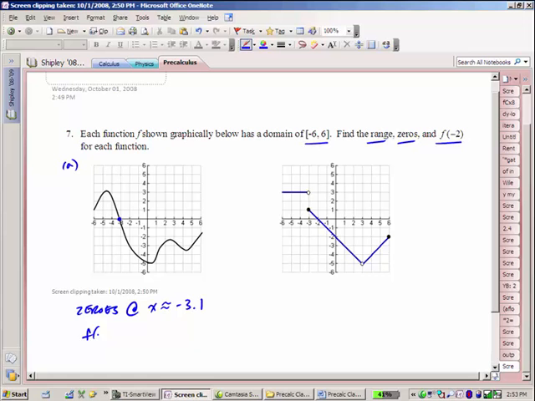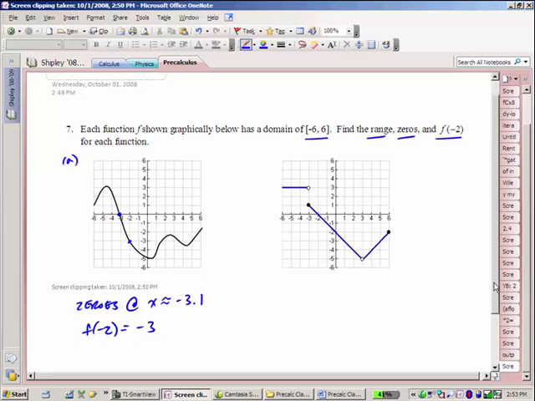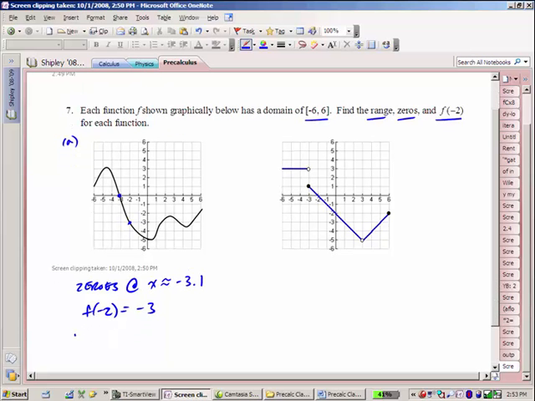All right. F of negative 2 is? Agreed? Is that the y? Is that the output when you put negative 2 in? All right, Danny calling someone for the range. Now we're down to it. We need to figure out the range of this.